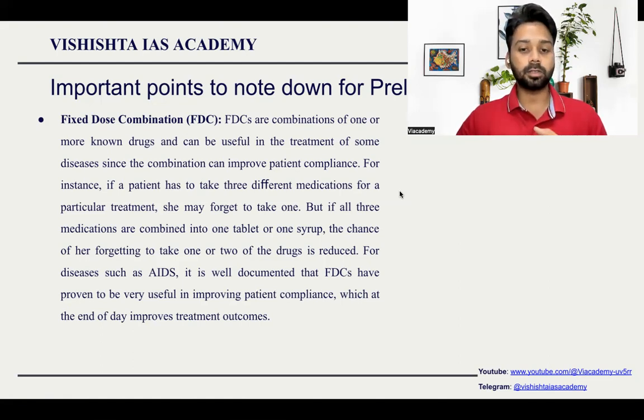But the problem here is the government has some restrictions in pricing of drugs. So instead of having different drugs with price restriction, they will come up with a new combination and call it a new drug without any price restriction. So this problem has to be sorted out.